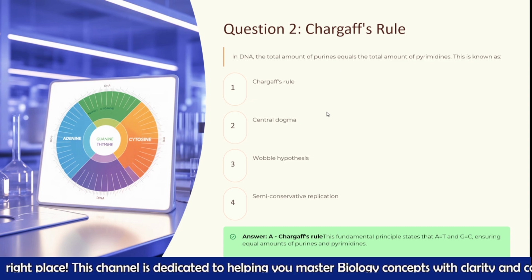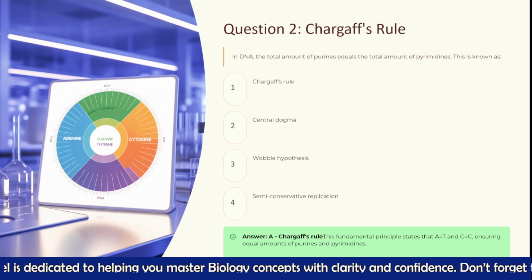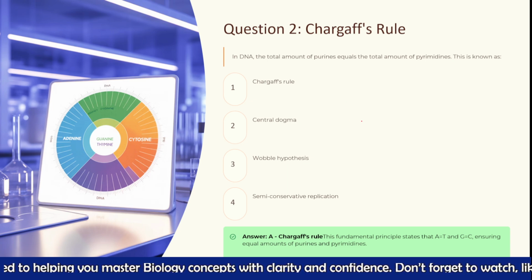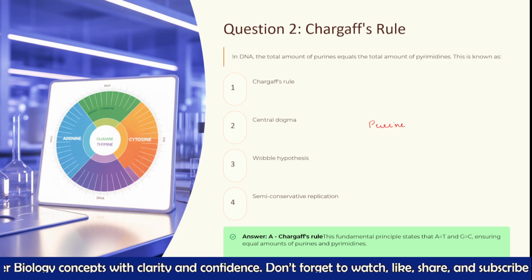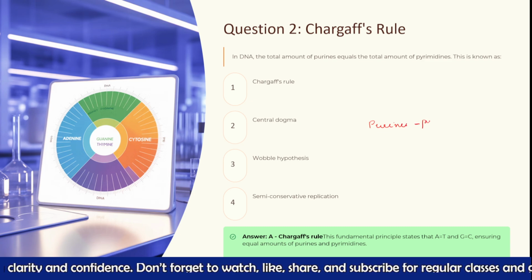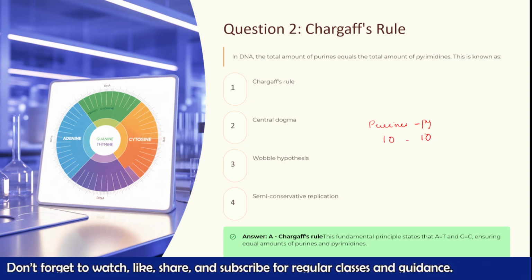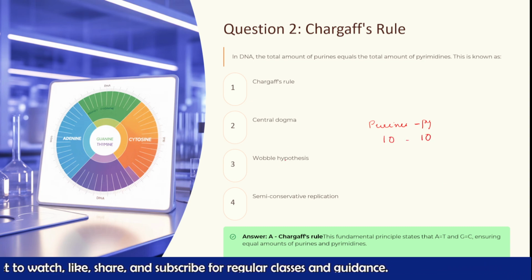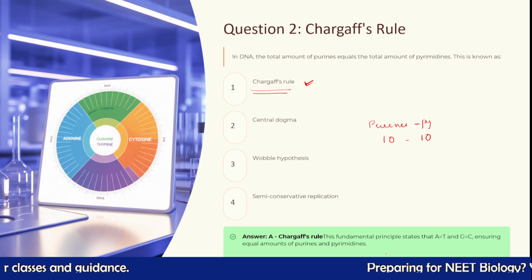This is known as Chargaff rule. Chargaff rule states that purines always bind with the pyrimidines. If the number of purines is 10, then the number of pyrimidines is also 10. That's the Chargaff rule. We will discuss it more in the DNA part also, but here also we learned base pairing. That's why I added this question.